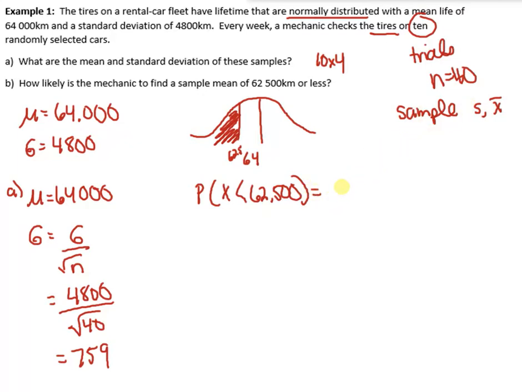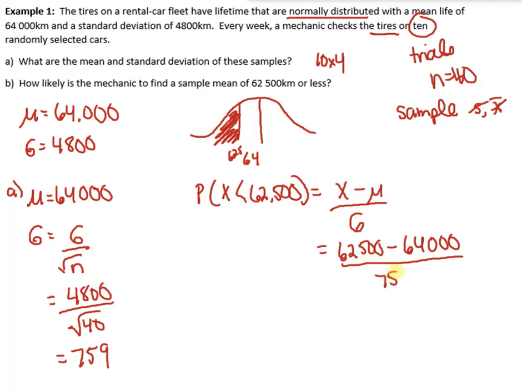So let's use mu and sigma again: X minus mu over sigma. We have X, which is our 62,500, minus our 64,000, over 759. When we put that into our calculator, I get a z-score of negative 1.98. We'll round it. So let's take a look at that on our z-score chart.